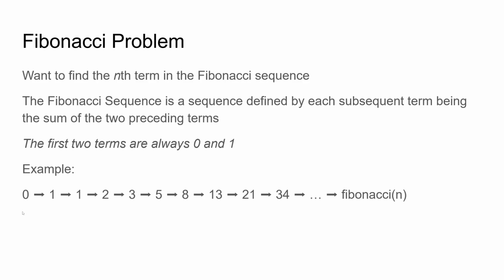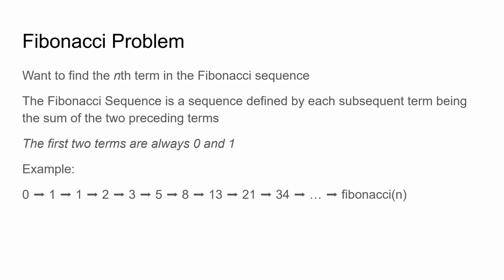At first, you start at 0, and the next term is 1, and those are the only two terms that are preset inside the sequence. Those are the base terms. Everything else is based off of that. So 1 is the sum of 0 and 1, 2 is the sum of 1 and 1, 3 is the sum of 1 and 2, and so on, until you get Fibonacci of n, where n is the nth term in the Fibonacci sequence. So we want to find the nth term.